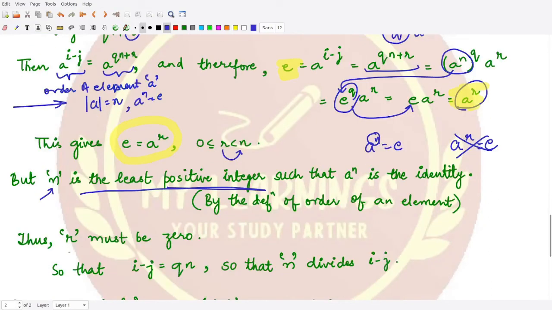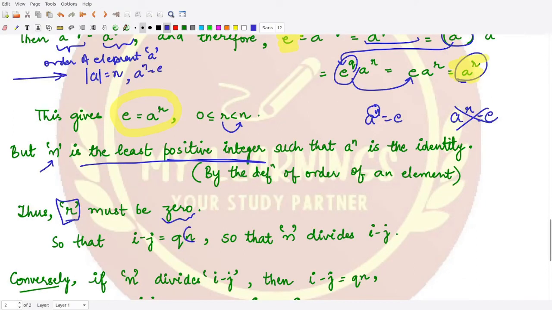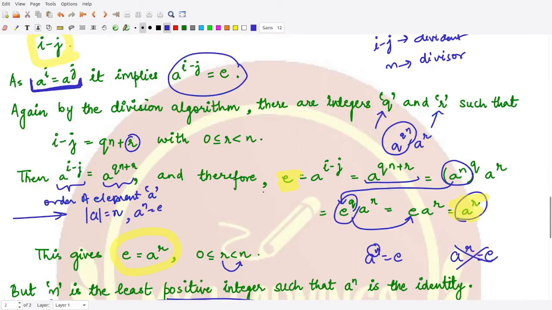So therefore this r should be 0 only, because if it is less than n, then this thing won't work, right? Because we have already defined n to be the order of the element a. So this should be the least positive integer of such kind. So r should not be there, so r should be 0. If r is 0, we have i minus j is equal to qn. So that means n divides i minus j. So this proves one way of the proof.